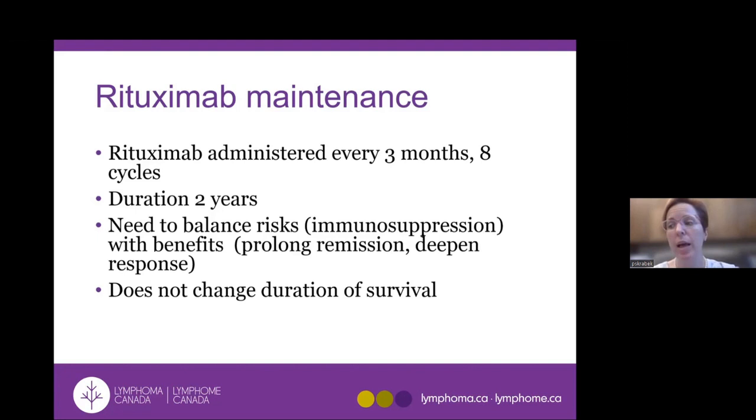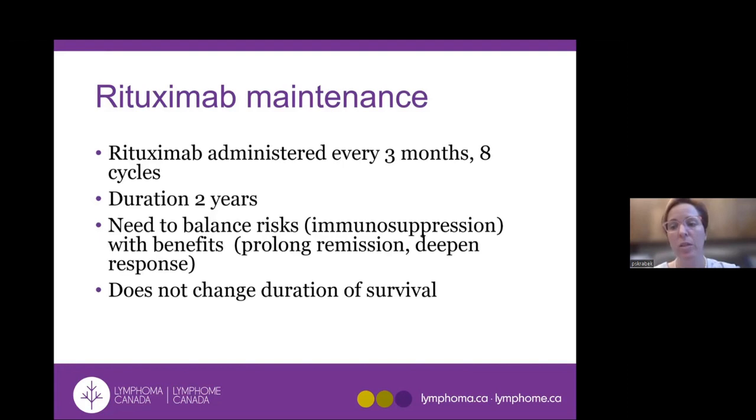So it's something that is not necessarily prescribed to all patients. And the reason for that is it's going to prolong and potentially deepen immune system suppression. So for some people that are, for example, already prone to recurrent bronchitis or pneumonias, that's a really big deal, and they may not benefit from maintenance rituximab. And it does prolong remission, but it doesn't change how long you live.